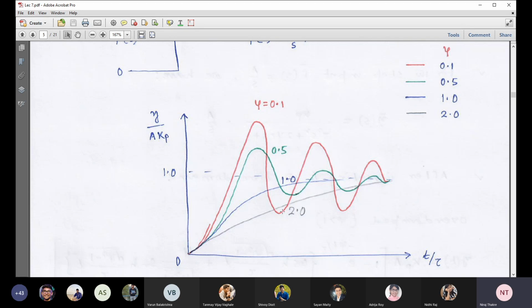I think this is also indicated before. Zeta small means small damping. Oscillation is large. That is quite indicated here. That is also quite obvious here. Zeta is small means more oscillation. Zeta more means less oscillation.